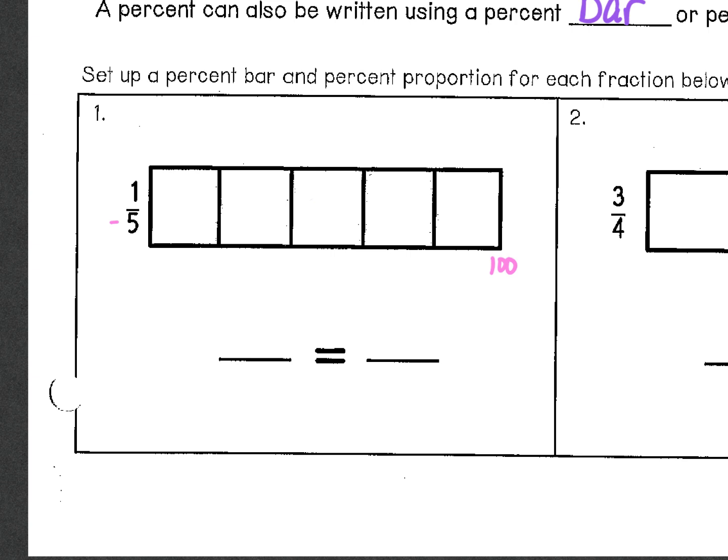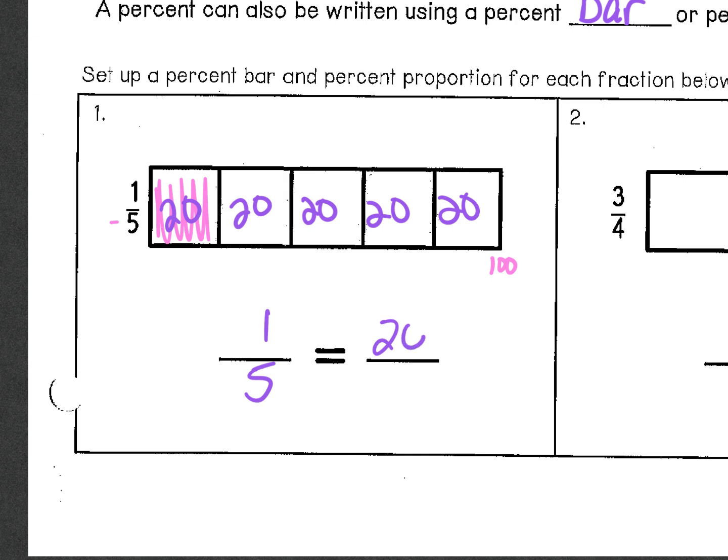So if I'm doing 1/5 of it, I'm going to shade in 1/5. And remember, each one's 20. So we can write this as 1/5 is the same as 20 over 100, which is 20%. We're breaking that bar down.